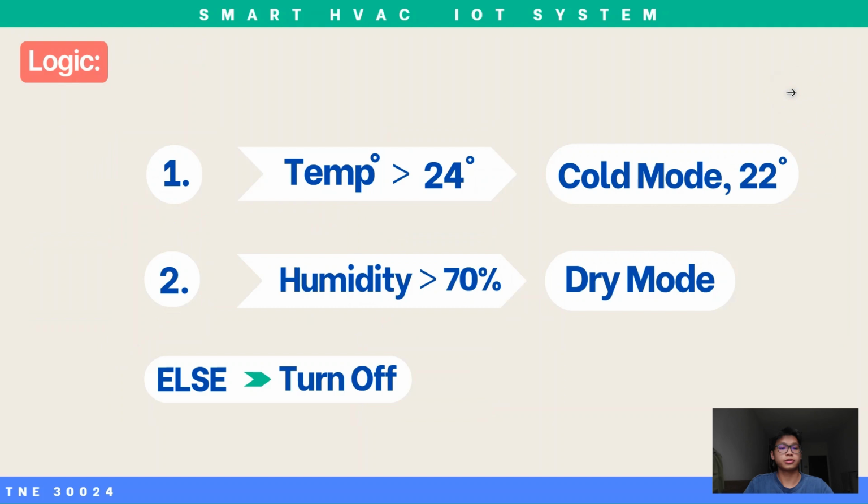So next, I will introduce our main logic design. The first priority is the temperature. If the temperature is higher than 24 degrees, the cold mode will be implemented. But if the temperature is normal but the humidity is higher than 70%, the dry mode will be implemented. But if the temperature and humidity are both normal, the aircon will turn off.